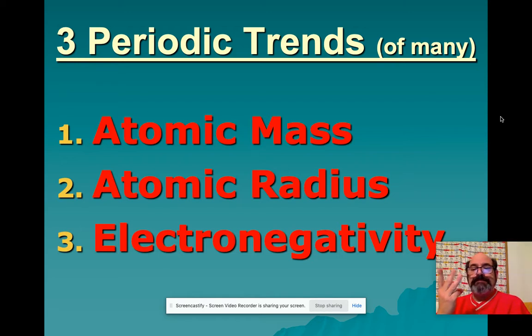3 trends. We're going to look at the 3 trends, and then we're going to go into juicy detail. I'm going to quickly zip through them on this little video. Well, maybe I'll go through the whole thing with this video, just to zip fast through it. Atomic mass, atomic radius, electronegativity. There's a lot of trends that you can find in the periodic table. These are the ones we're paying close attention to.